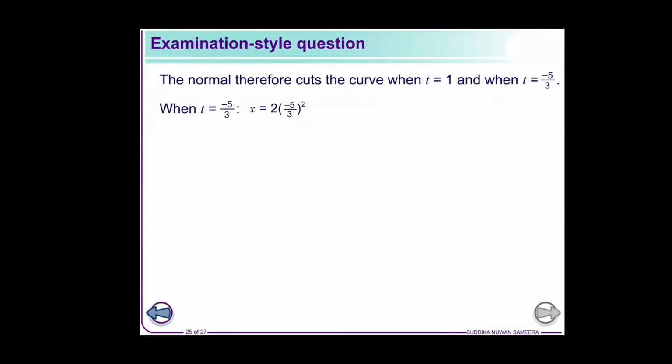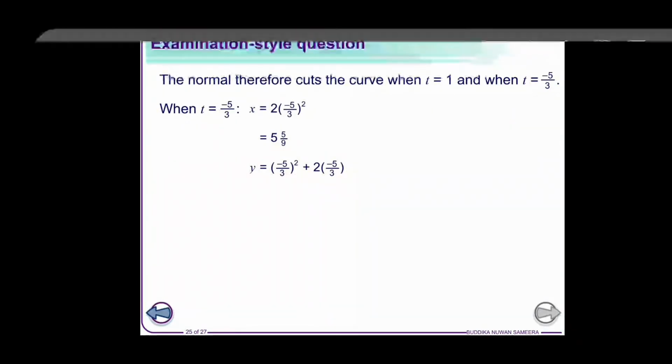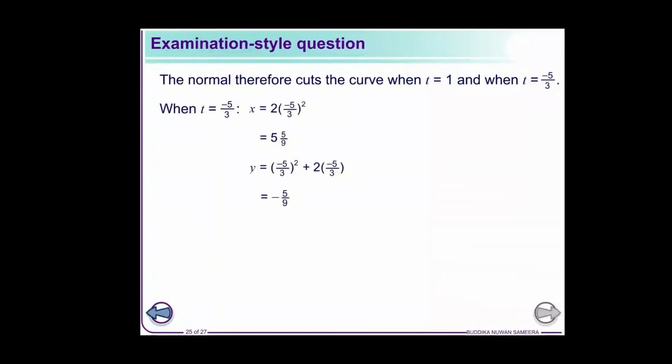So when t equals minus 5 over 3, you can find the coordinate of x. So you can use the equation x equals t squared. That means x equals minus 5 over 3 whole squared. The answer is 25 over 9. Then like the same, you can find the coordinate of y also by substituting the value of t into the equation of y. So then the y coordinate is minus 5 over 9. So the coordinates of Q should be 25 over 9 comma minus 5 over 9.